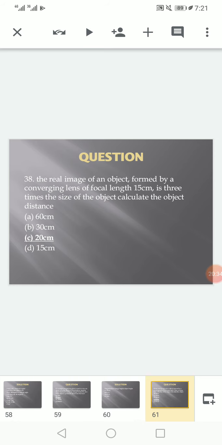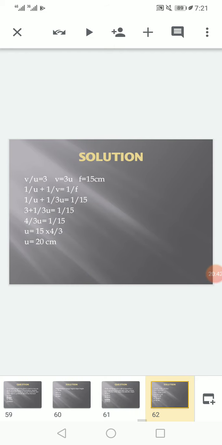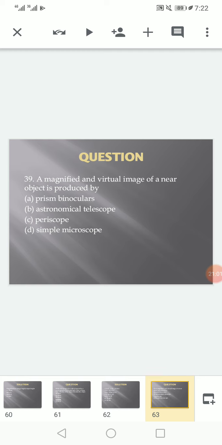The real image of an object formed by a converging lens of focal length 15 centimeters is 3 times the size of the object. Calculate the object distance. The object distance is 20 centimeters. When we apply 1 over U plus 1 over V equals 1 over F, where our F is 15 centimeters, our V is equal to 3U. Doing the mathematical multiplication, our U will be 20 centimeters.